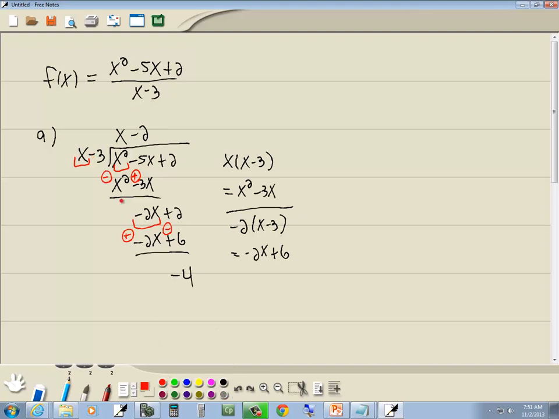Now when the degree of what you have here becomes less than the degree of what you're dividing by, the degree of negative 4, degree is the largest power of x. The degree of negative 4 is 0. The degree of x minus 3 is 1. So this is less, then that's your remainder, and that's what you drop. So our slant asymptote is going to be y equals x minus 2.